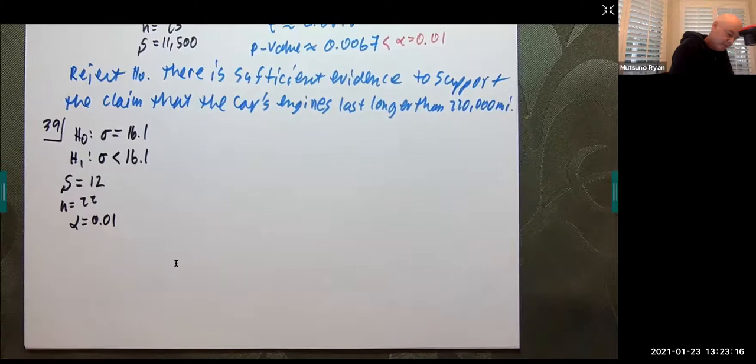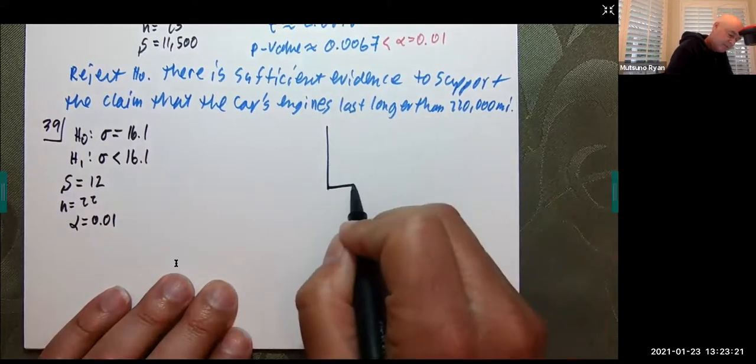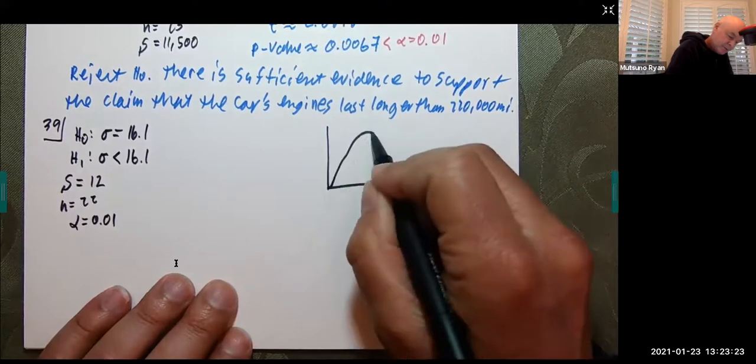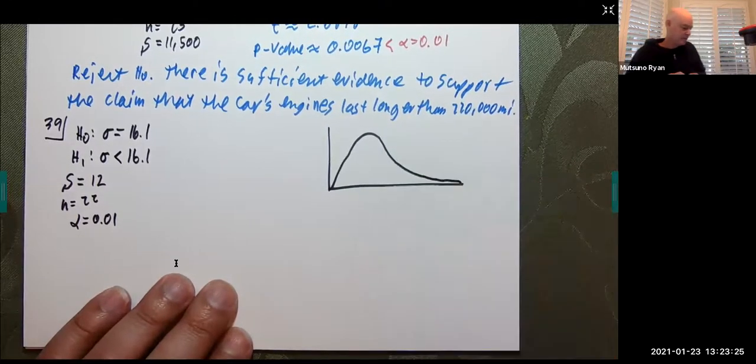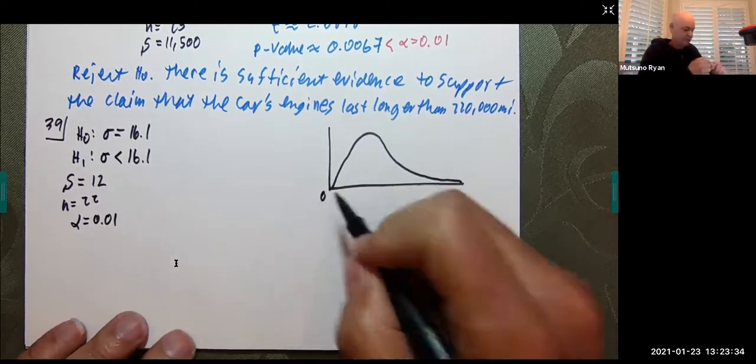All right, let's set up our chi-squared distribution. And this is less than, so it's a left-tailed. And remember, chi-squared distributions start at 0.